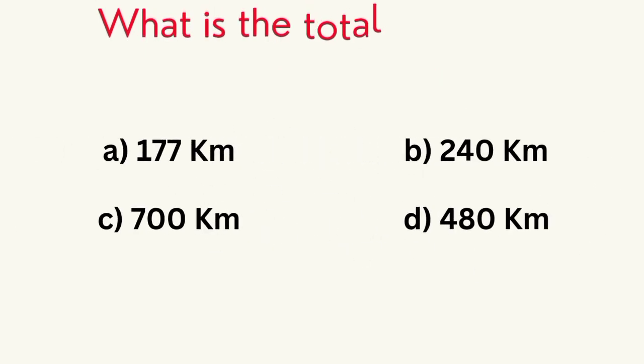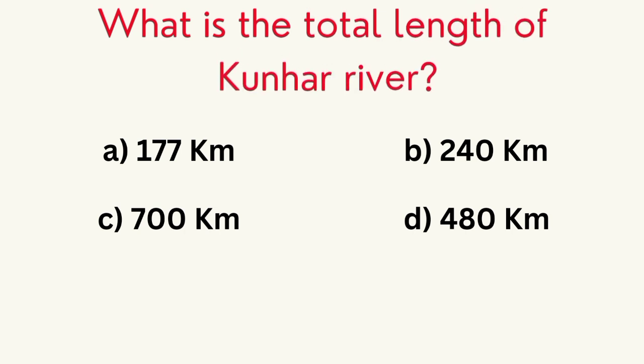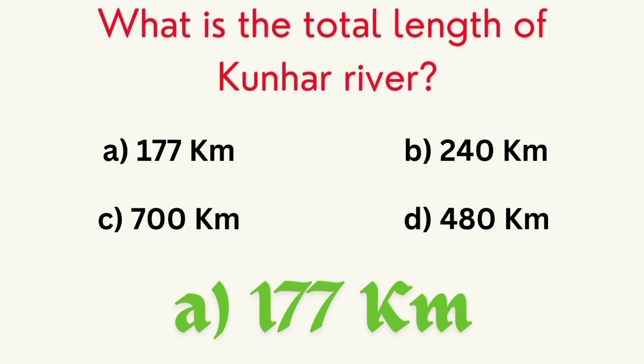What is the total length of Kunhar River? A. 177 kilometers. B. 240 kilometers. C. 700 kilometers. D. 480 kilometers. Answer, A. 177 kilometers in Khyber Pakhtunkhwa.